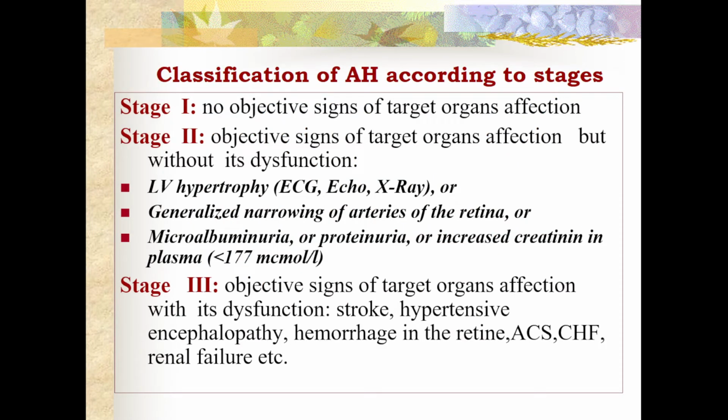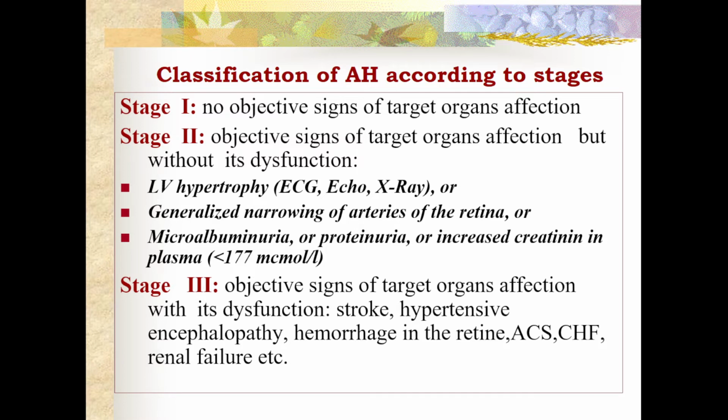Classification of arterial hypertension according to stages. Arterial hypertension is divided into three stages. Stage 1 is characterized by no objective signs of target organ affection. Uncomplicated stage. Stage 2: objective signs of target organ affection are present but without its dysfunction.